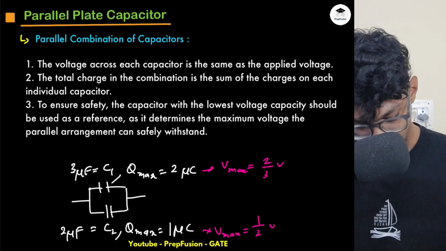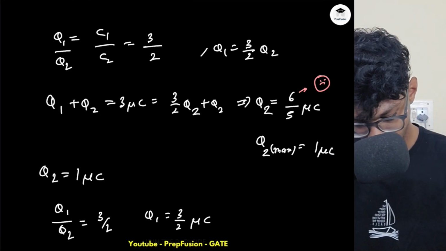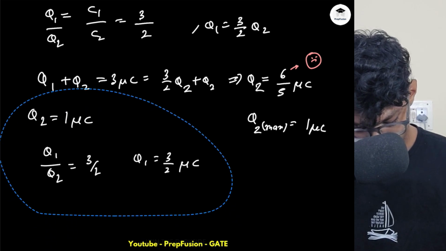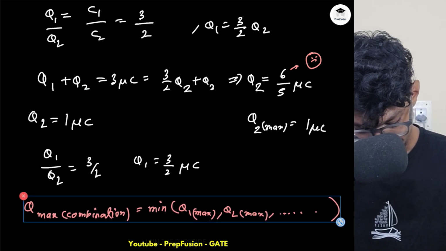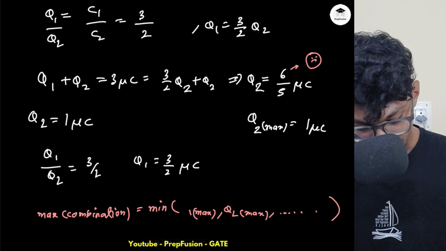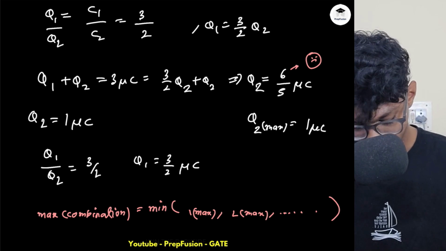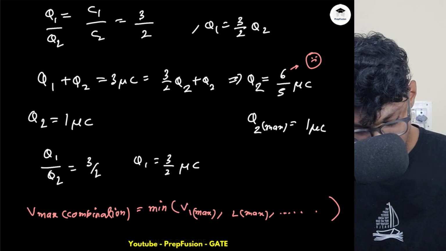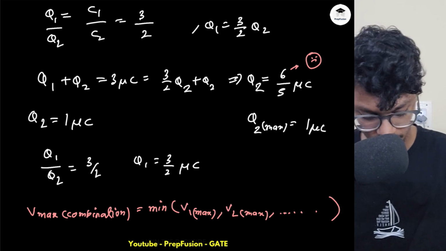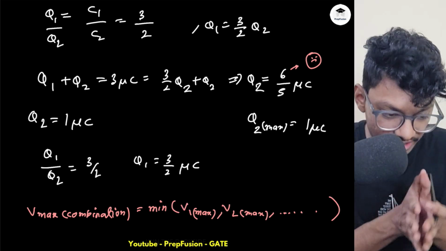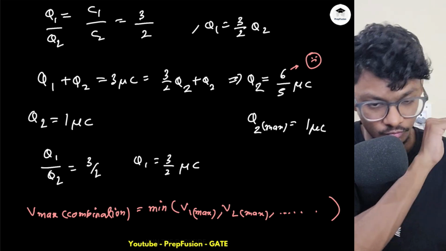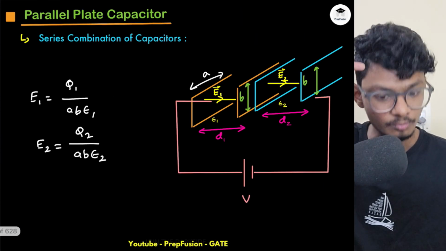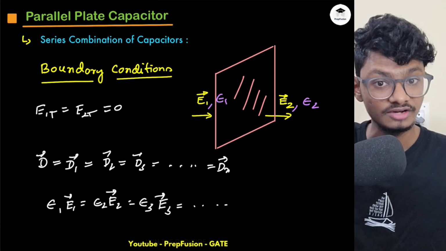In case of parallel combination, I will just write down the formulae. Charge will change to voltage, because voltage is common for everything now. V max of the combination will be the minimum of V1 max, V2 max, and so on. I will choose whoever can sustain the minimum rated voltage as my reference. I hope you got the point of parallel and series combination for picking the reference.